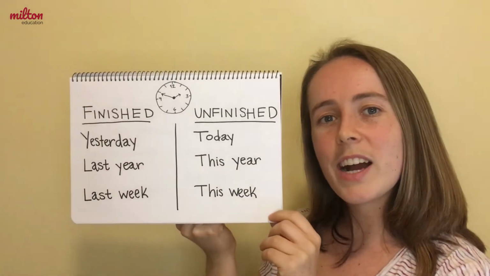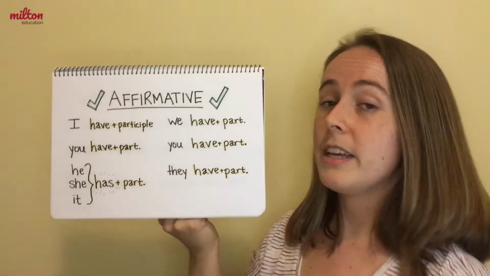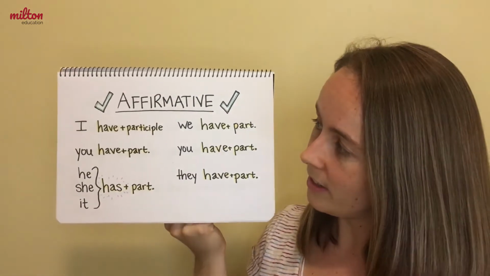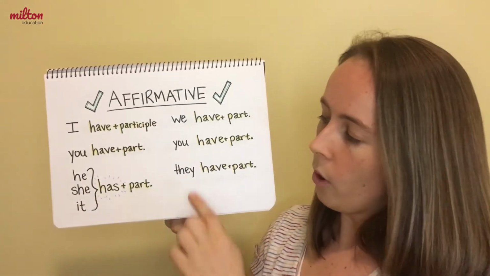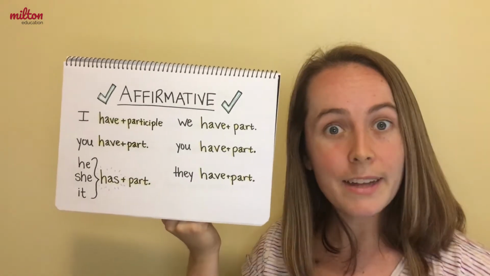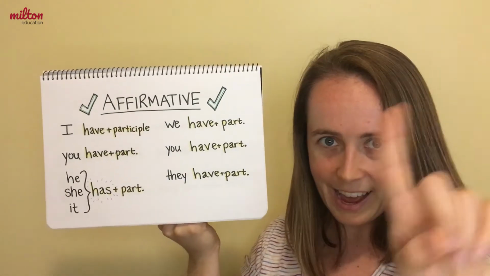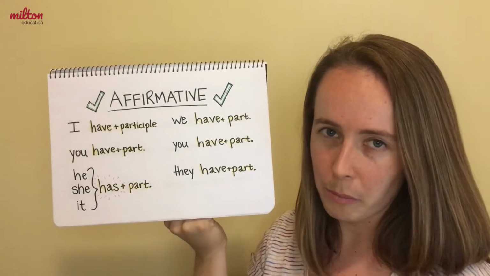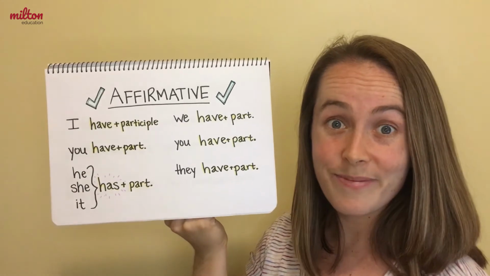So now let's talk a little bit about how we form the present perfect. In the affirmative, it's kind of like a lot of the sentences that I have already said. Like, I have slept really well every night this week. Or they have been to 4 countries this year. But we have to remember that with he, she, or it, we don't use have. We use has. He has been very helpful for me today. Or she has been a great friend.